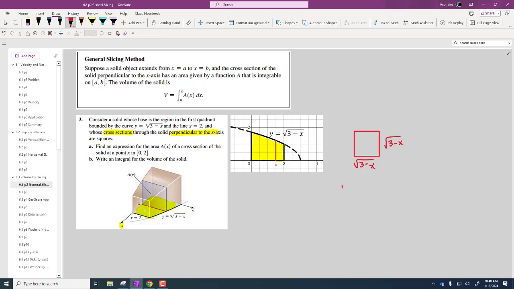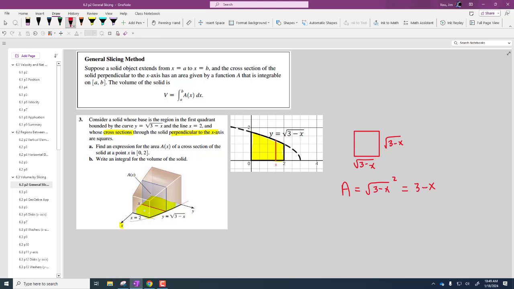So the area of the red square is going to be root 3 minus x squared, which is 3 minus x. So that x value, we imagine it moving from 0 to 2. If we plug in a 0 there, that locates us right here.